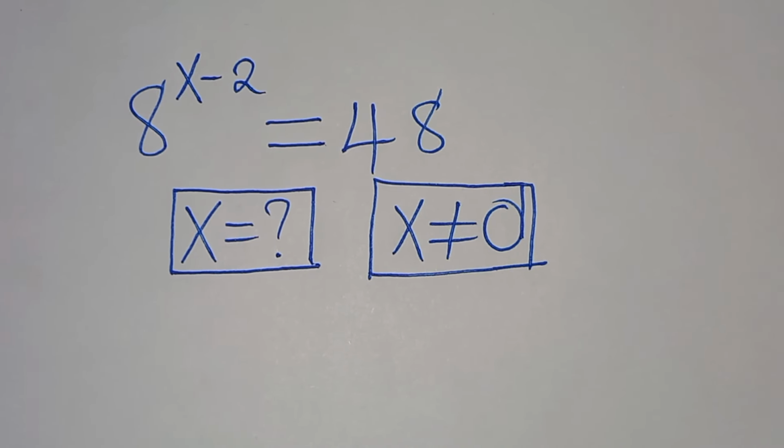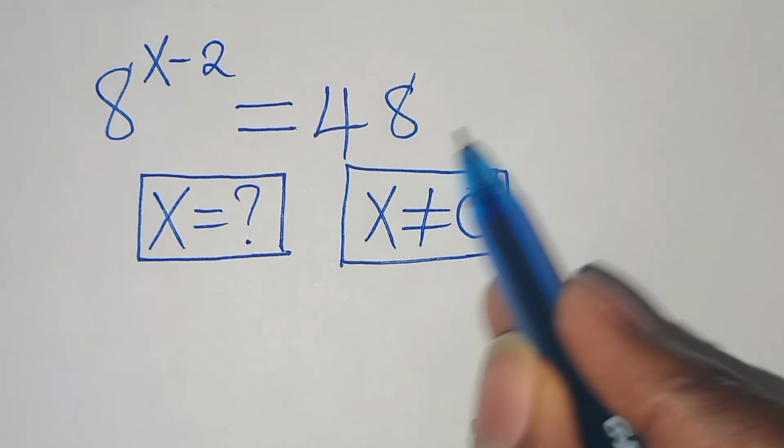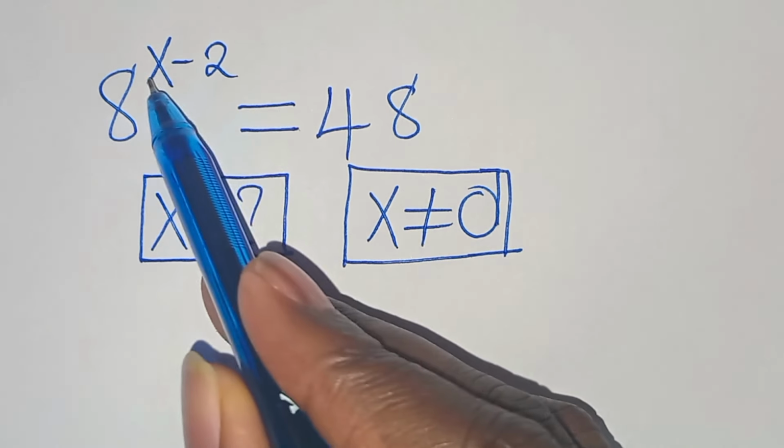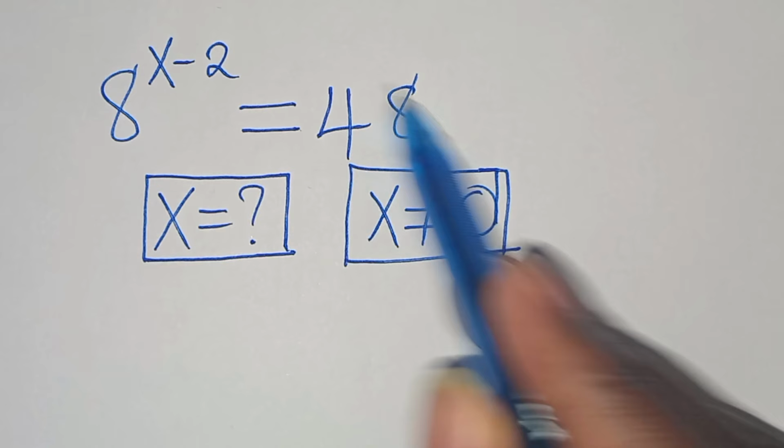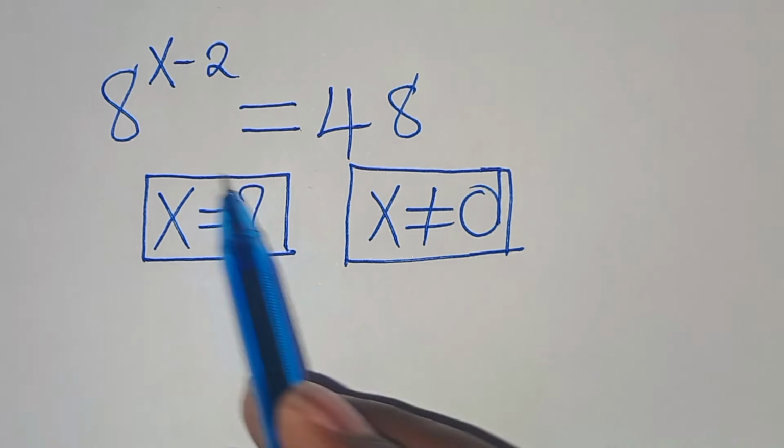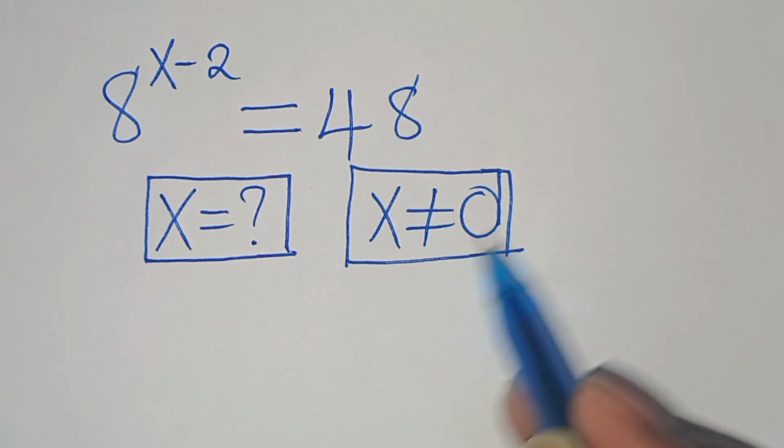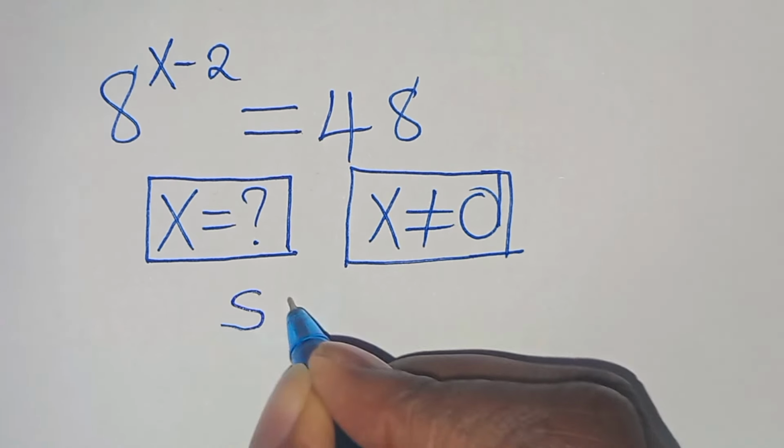Hello everyone, you're welcome to solve this nice exponential equation, which is 8 to the power of x minus 2 equal to 48. So what is the value of x given that x is not equal to 0? So let's provide a solution from here.